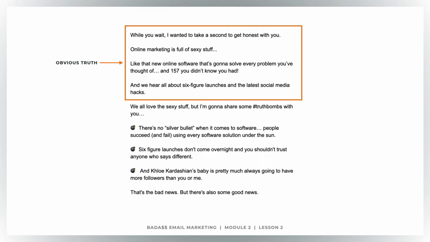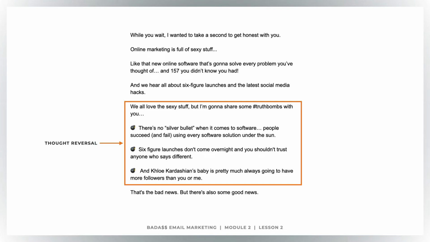So again, these are things that my ideal customer avatar, my ideal client, is hearing. They're talking about software, and, is Kajabi going to solve my problem? Kartra and all this. They're hearing all of these things. And also, you're hearing people talk about their launches and about social media and all those things. So I'm setting the stage. And that is the obvious truth part, where I'm talking about things that my audience is hearing, they know about, and they understand. But then I pivot to the thought reversal.